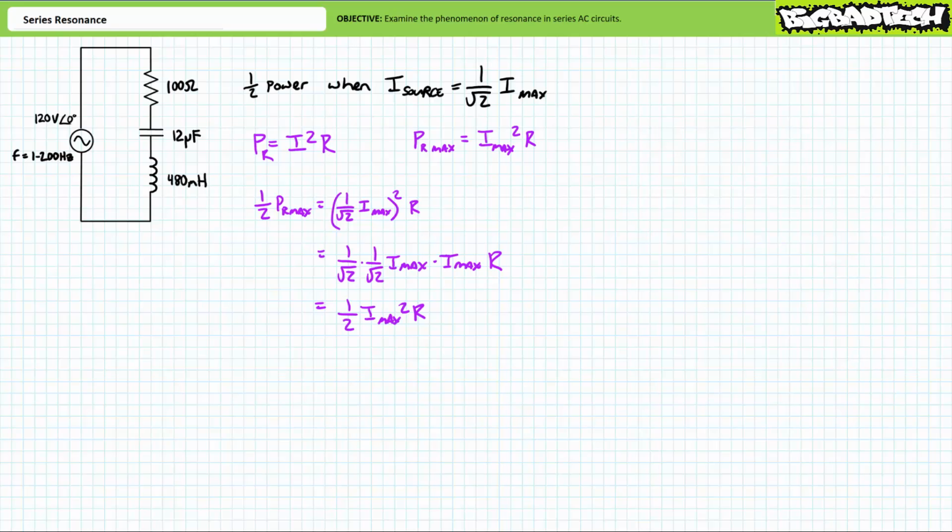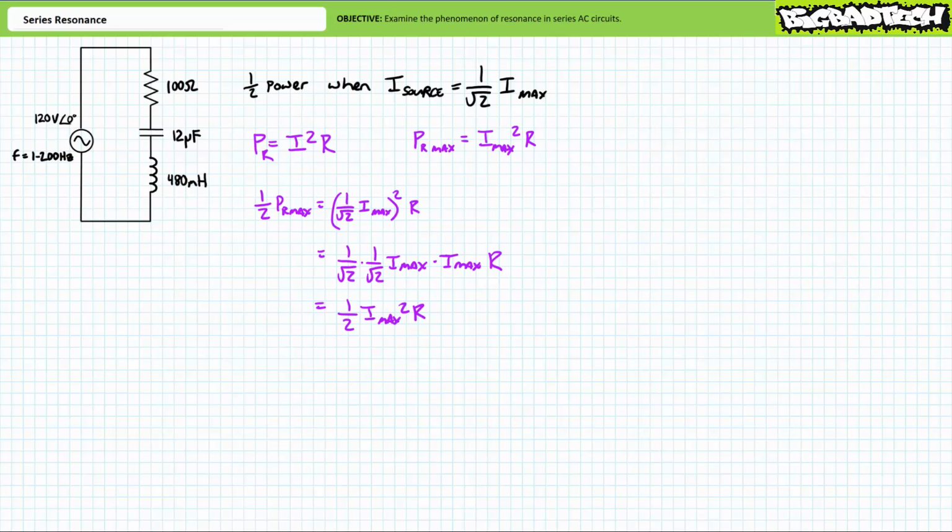If current happens to be 1 over square root 2 times peak, or roughly 0.707 times peak current, the power calculation yields 1 over square root 2 peak current squared times the impedance. 1 over square root 2 squared is 1/2, so half peak power. Get it? Any frequency resulting in current above 0.707, or 70.7% of peak, would yield half power or greater. And any frequency resulting in current below 0.707, or 70.7% of peak, would yield half power or less.